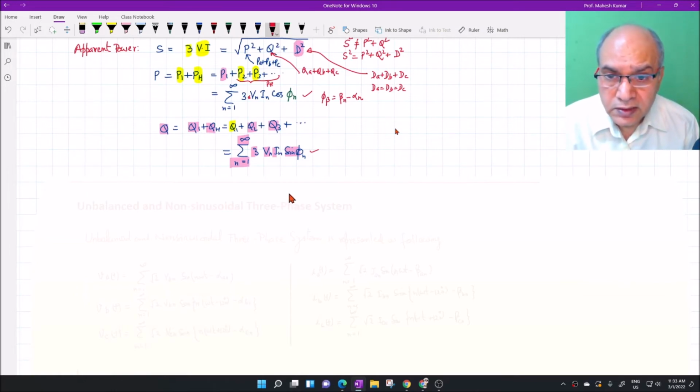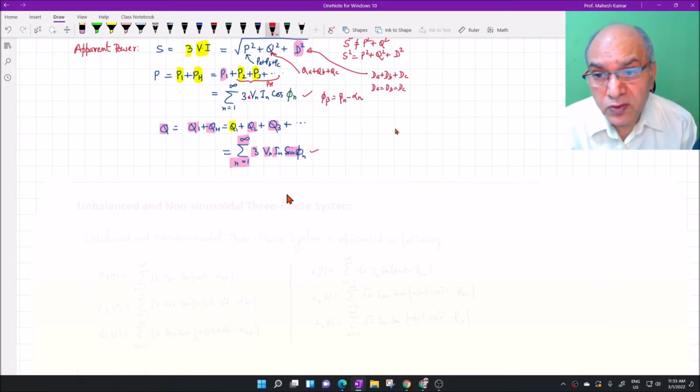For the 3-phase balanced system with harmonics, we will have sufficient rating of the individual conductor, and the line to line voltage will be less than root 3 times the line to neutral voltage. And the expressions for real power and reactive power are basically 3 times Vn In cos phi n and Vn In sin phi n for n from 1 to infinity.